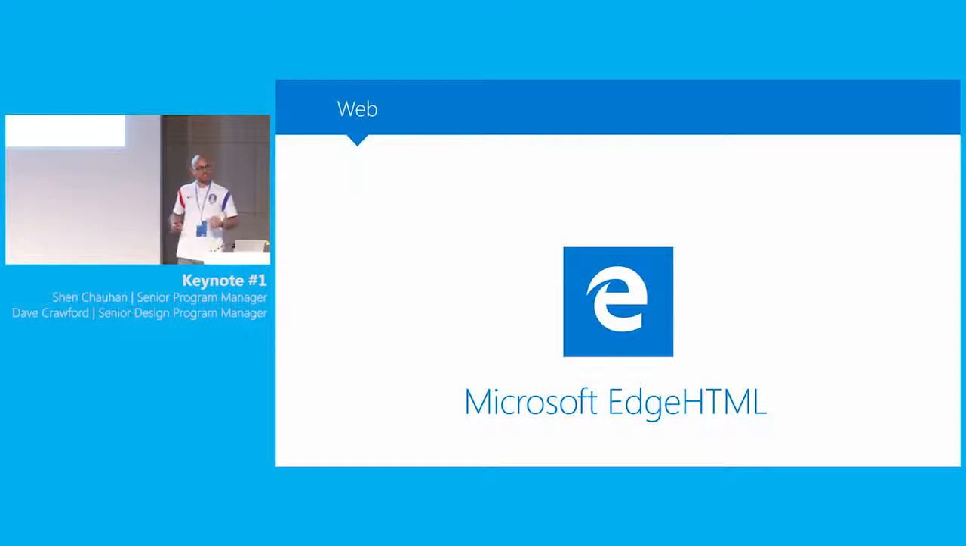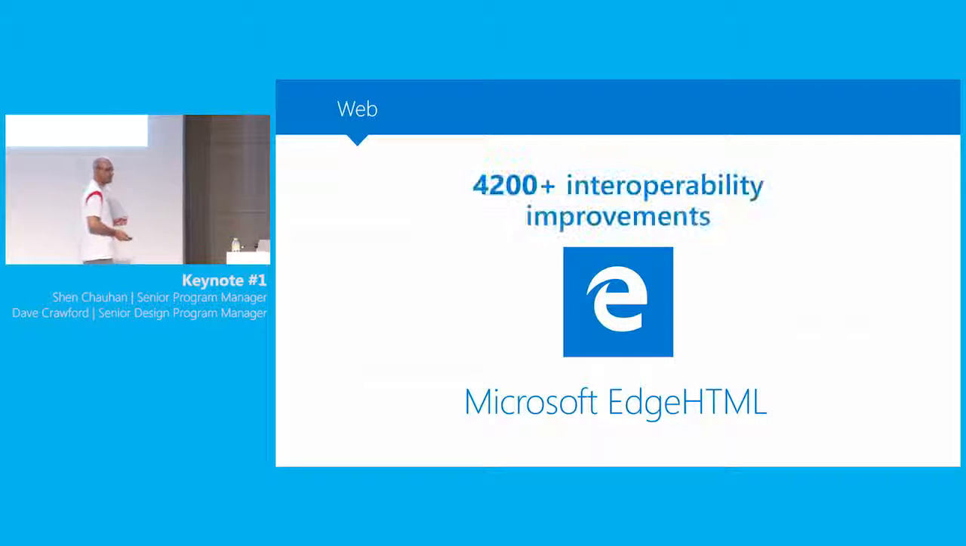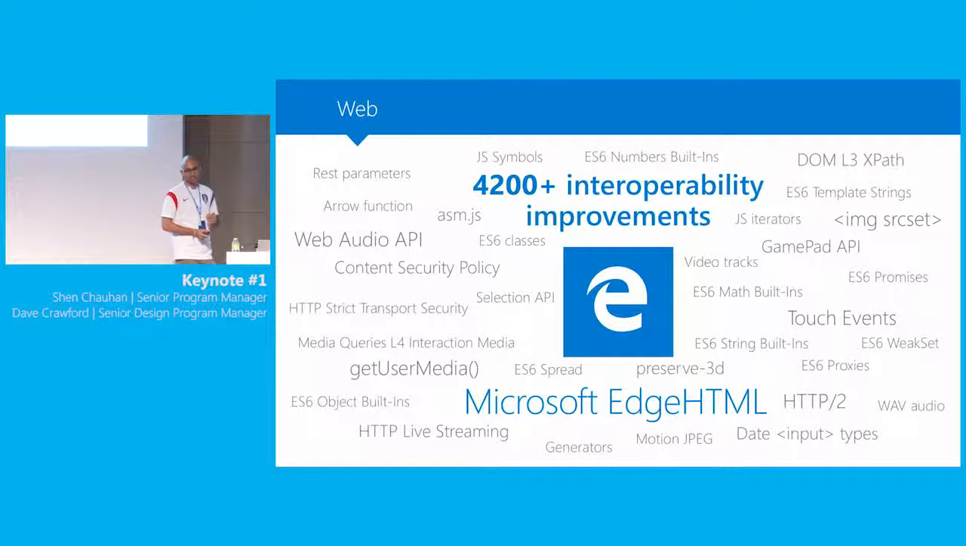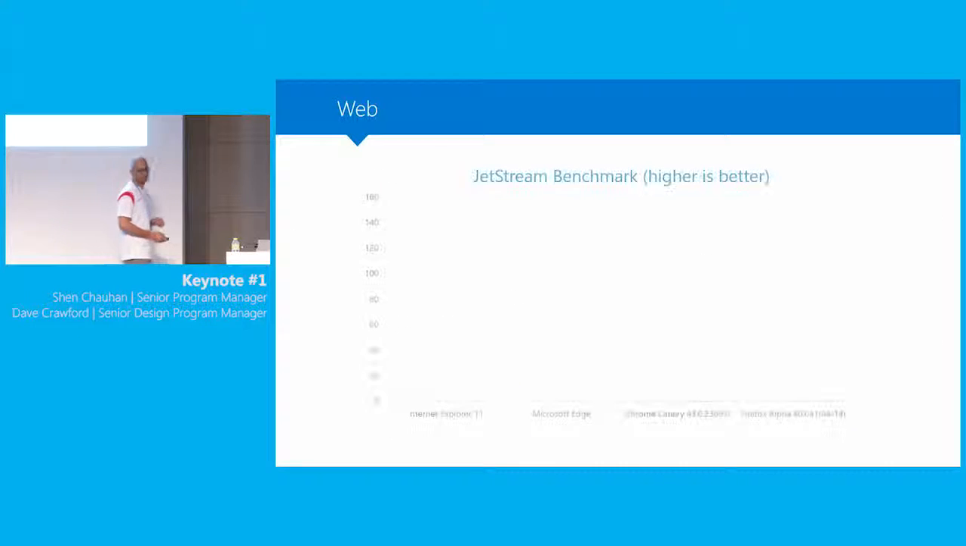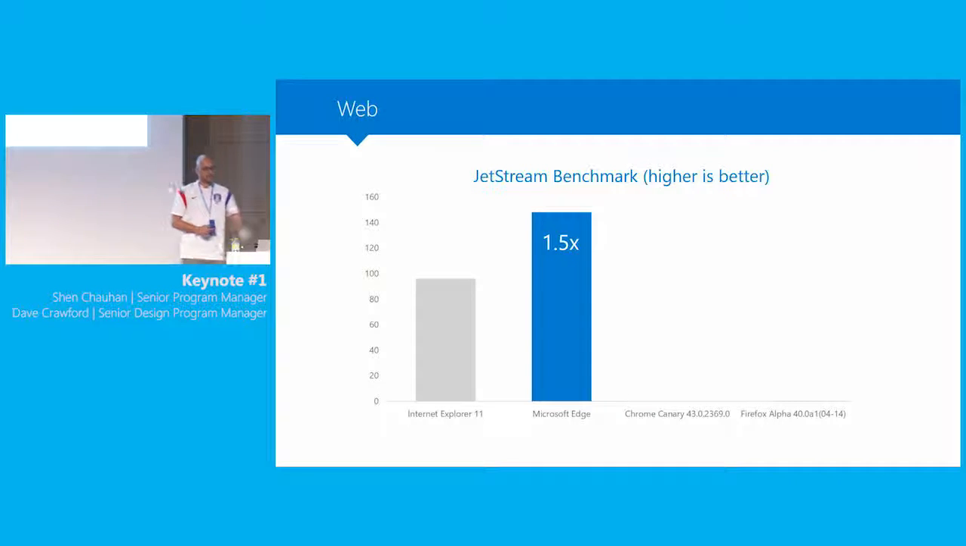One of the big investments we made was around our web engine, Microsoft Edge HTML. The Microsoft Edge HTML has 4,200 interoperability improvements. This includes web audio, asm.js, and we'll have some HTTP/2 too. But we also know that interoperability is not the only thing you need for a great web experience. Performance is also key. So we thought we'd take the Microsoft web engine and put it against Internet Explorer using JetStream, which is the Apple benchmarking for web browsers. And you can see we did pretty well.